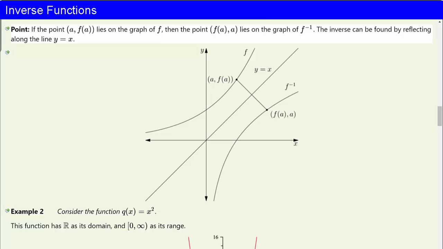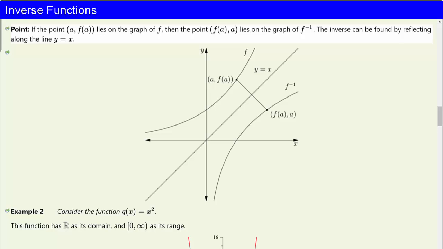But when you interchange coordinates like this, you're just reflecting the point (a, f(a)) across the line y equals x. Look at that previous picture again and see that the graph of f inverse is just the graph of f reflected in the line y equals x. So this is an important visual tool for obtaining the graph of the inverse function. Just reflect the graph of f in the line y equals x.